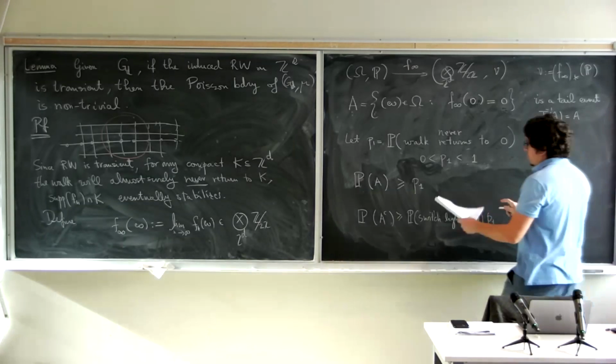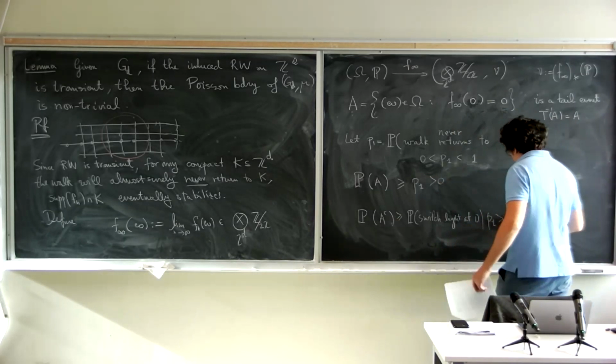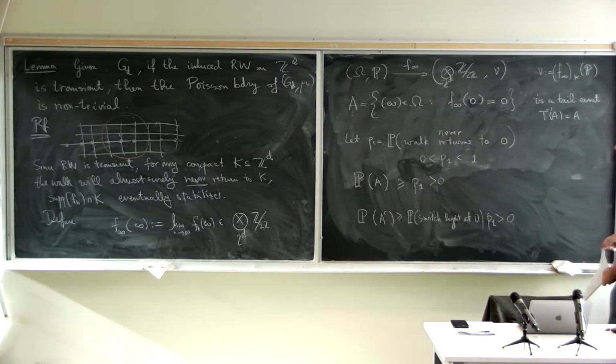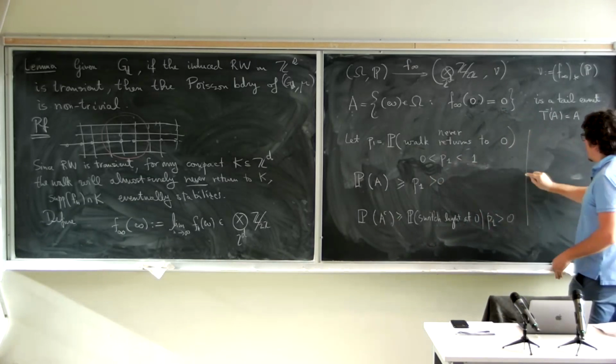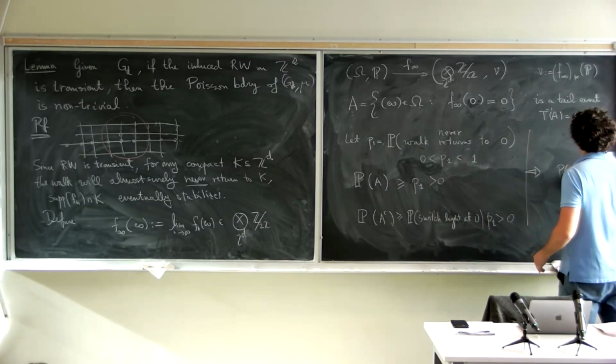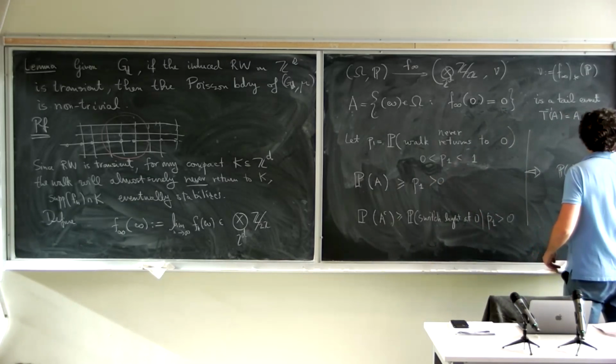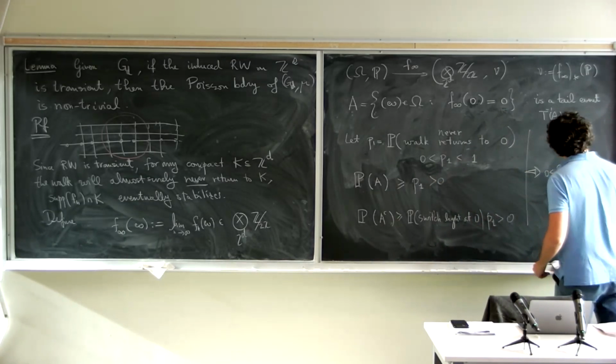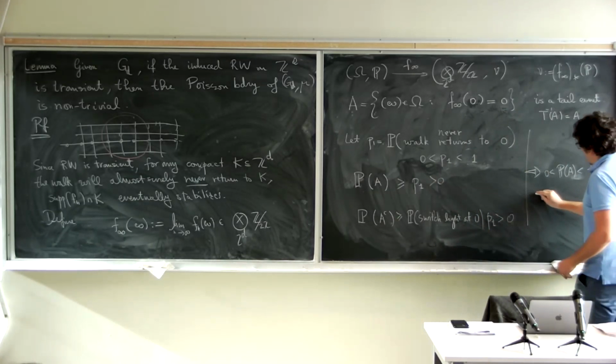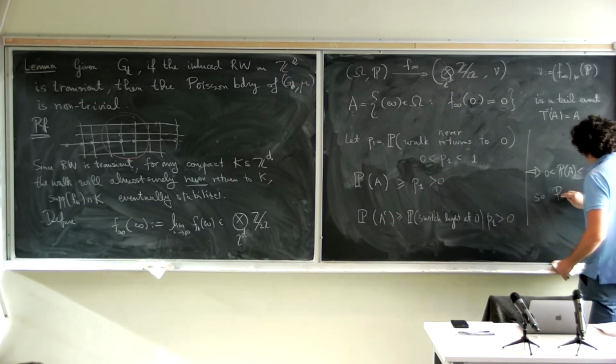Both of them have positive probability, and so they're complementary events. So clearly we know that the probability of A is neither 0 nor 1, and so the Poisson boundary is non-trivial.